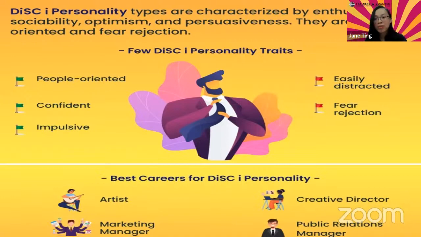So what kind of career? Examples of careers for I are artists, those under the limelight, so you can see that they can perform. Marketing manager, the frontliner, creative director, and public relations manager. These are the examples. Examples of people with I are Will Smith and Bill Clinton.